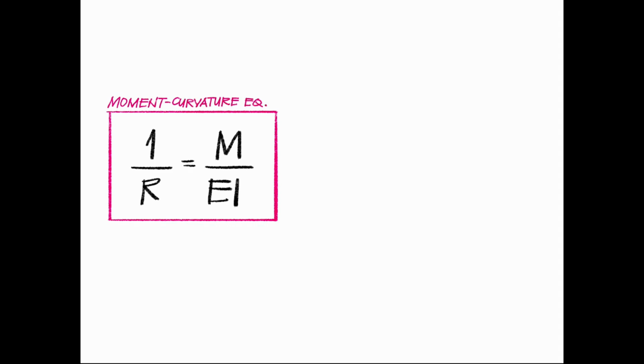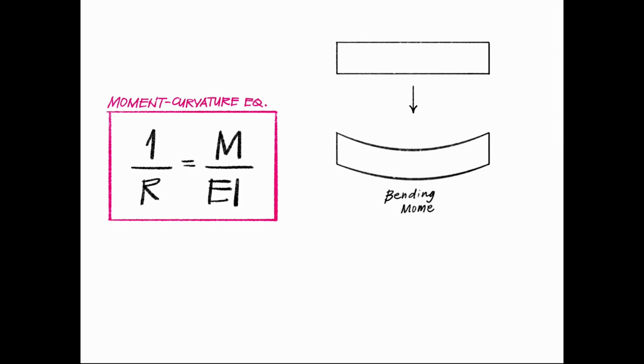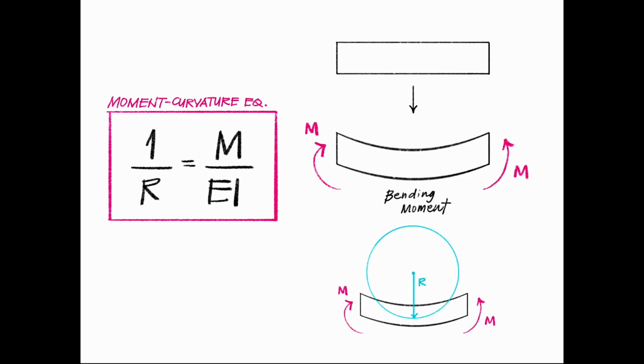To understand beam deflection under load, we can look at the moment curvature equation. This equation allows us to calculate a beam's curvature based on a bending moment. Here, M represents the bending moment, R the radius of curvature, and EI the flexural rigidity of the beam, indicating how resistant it is to bending. The term 1 over R denotes the beam's curvature.